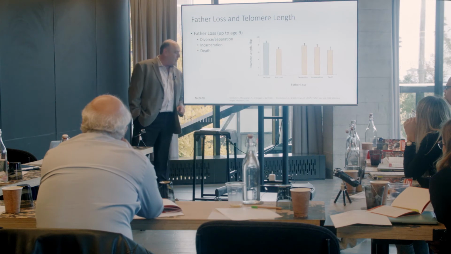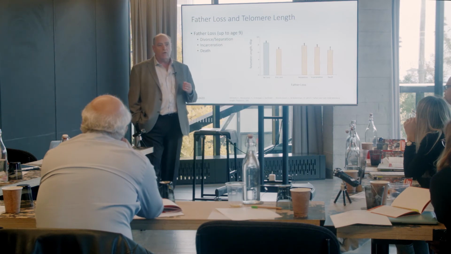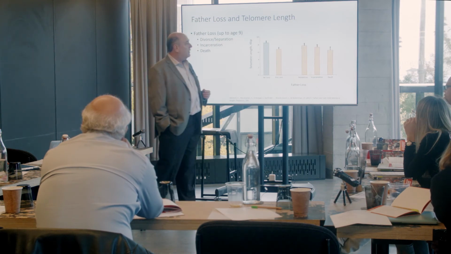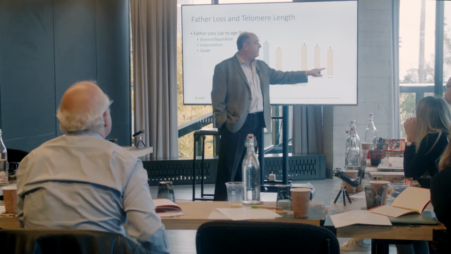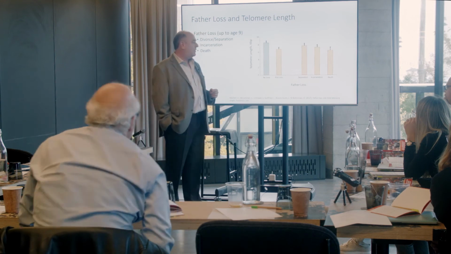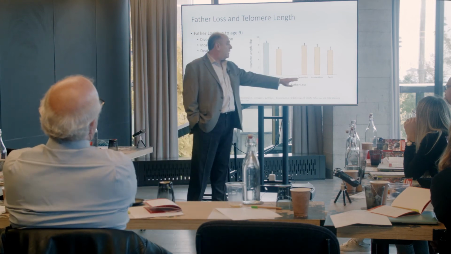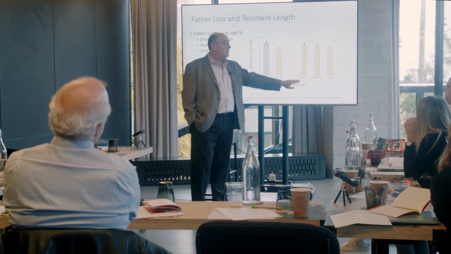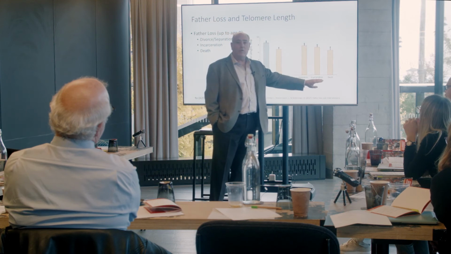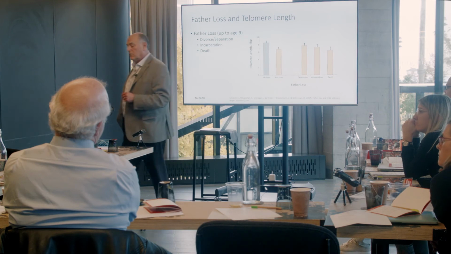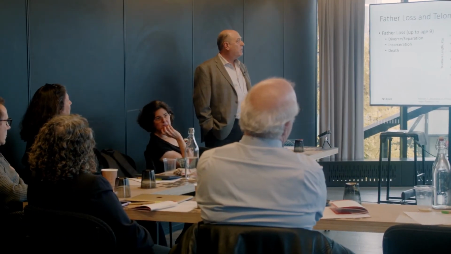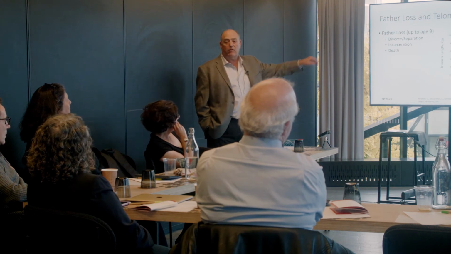Now, the kind of loss actually seemed to matter. And these differences, I should have shown the p-values, but a sensitivity analysis shows these differences are significant. Separation had the least loss, incarceration a bit more, and death of the father the greatest loss. Right? Sorry, those are changes in the length? No, those are the actual length. So the length is shorter.